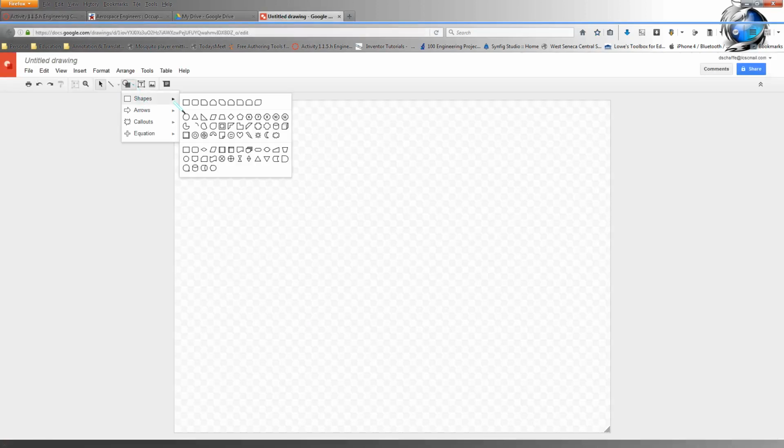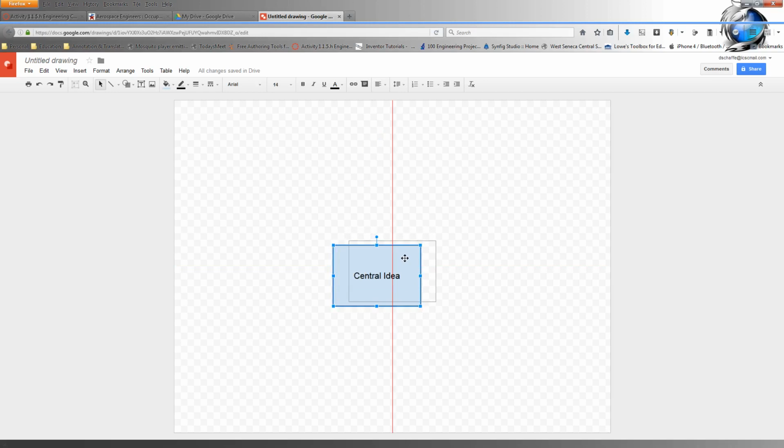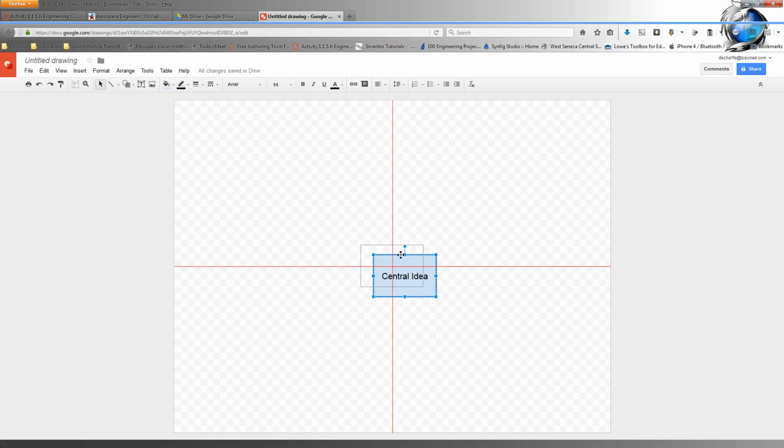I'm just going to use a shape. So we put our central idea on here, and we can modify that if we like. When we print these out, they're most likely going to be in black and white, so you don't really need to worry about color so much as shape. Shape is going to be more important than color to differentiate our different topics and ideas.